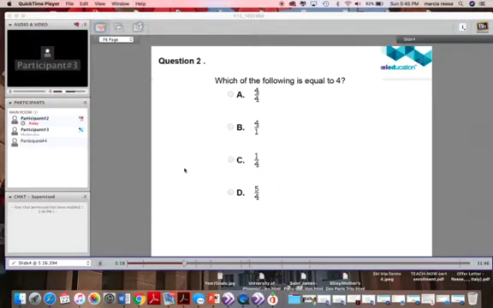Okay, question 2. Now it's asking us to also find what is equal to the whole number 4. Okay, and as you can see, we have A, 4 over 4, B, 4 over 1, C, 1 over 4, and D, 5 over 4. Okay, which one of these equals the whole number 4? And feel free to use your talk button.